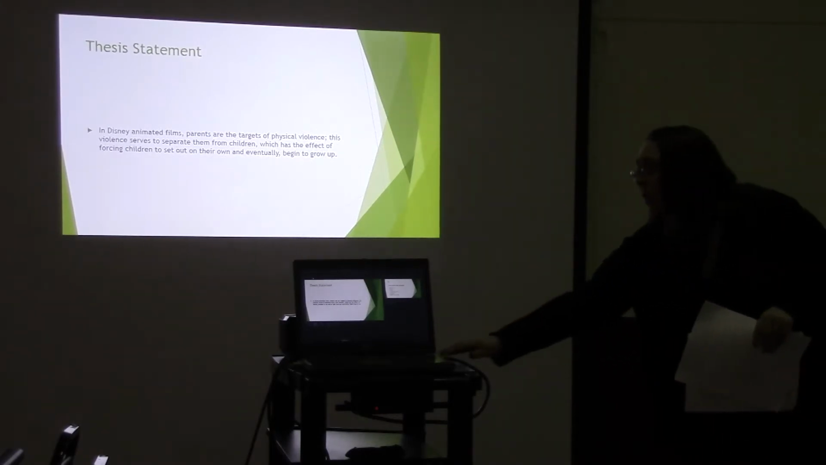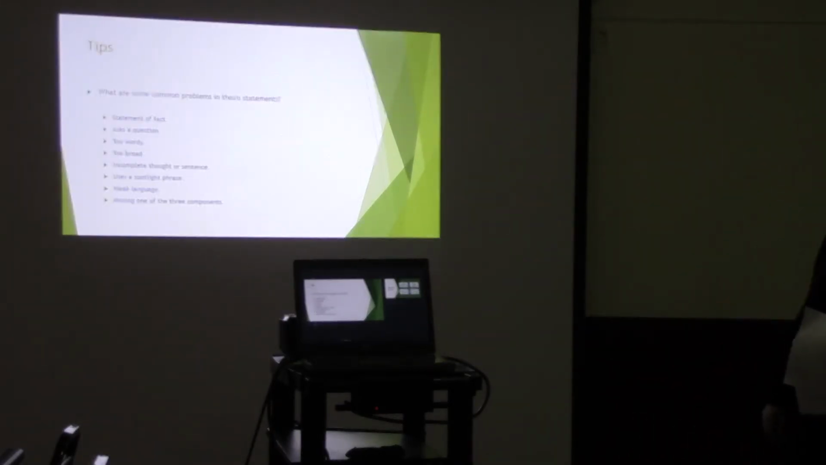So the most common mistakes that people make in thesis statements are many of the ones we just talked about: statement of fact, asking a question, too wordy, too broad, incomplete thought or sentence, uses the spotlight phrase, which I'll come back to in a second, weak language, or missing one of the three components.